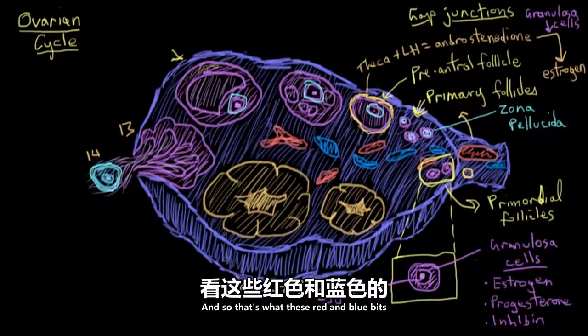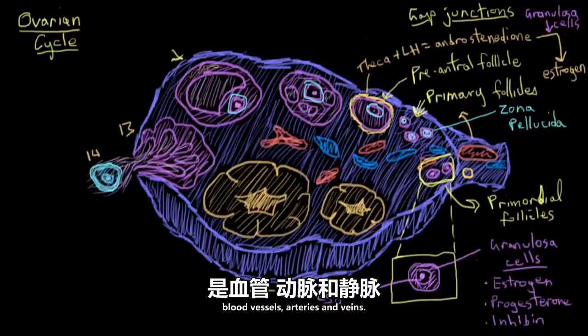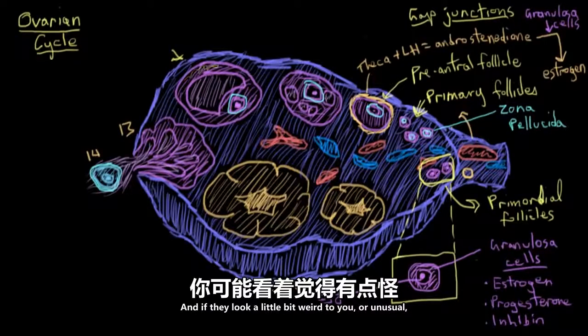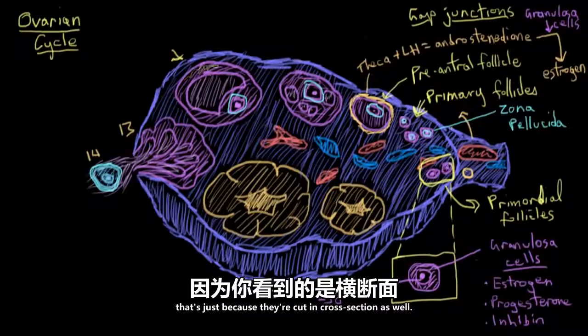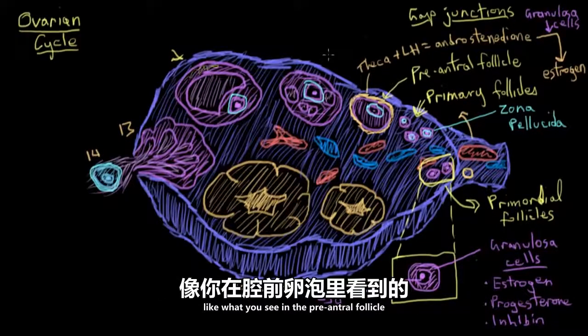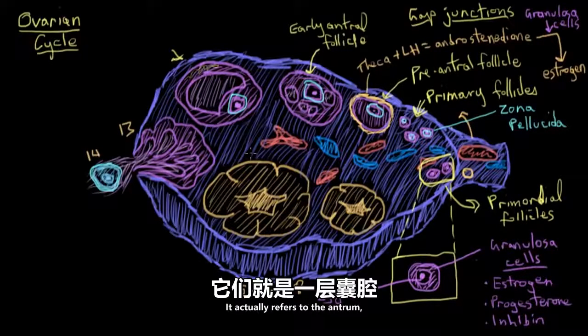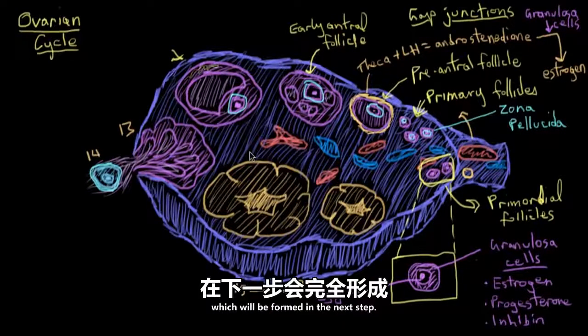And so that's what these red and blue bits running down the middle of the ovary are, blood vessels, arteries, and veins. And if they look a little bit weird or unusual to you, that's just because they're cut in cross-section as well. Now you might be wondering what antral refers to, like what you see in the pre-antral follicle and this early antral follicle here. It actually refers to the antrum, which will be formed in the next step.